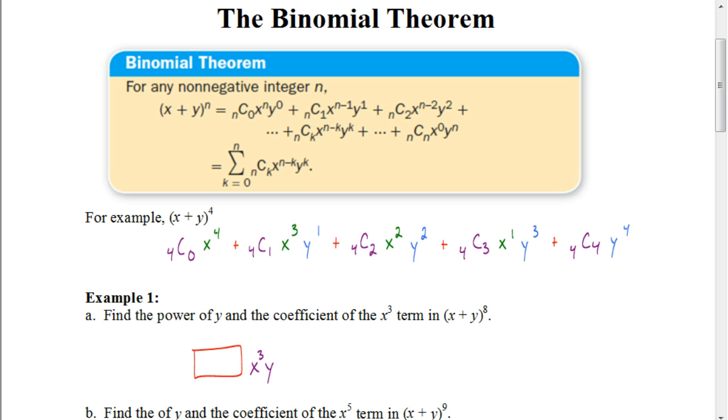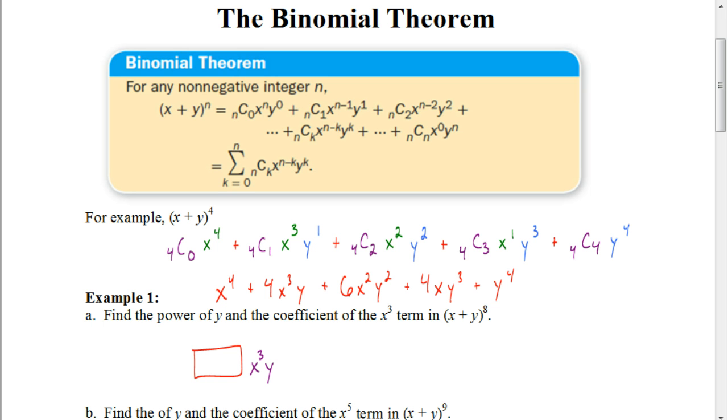Now 4 choose 0, we know from the previous video, would be 1. So that's going to be 1x to the fourth. 4 choose 1 is 4, so this will be 4x cubed y. 4 choose 2 is 6, that's going to be 6x squared y squared. And 4 choose 3 is 4, so it's going to be 4xy cubed. And lastly, 4 choose 4 is 1, so it'll be 1y to the fourth.